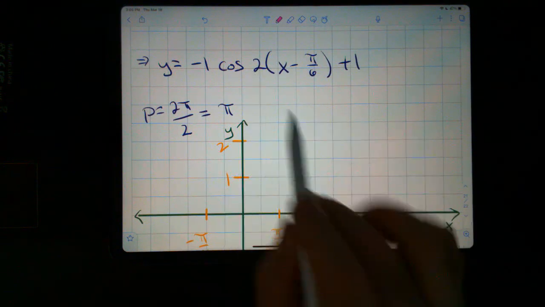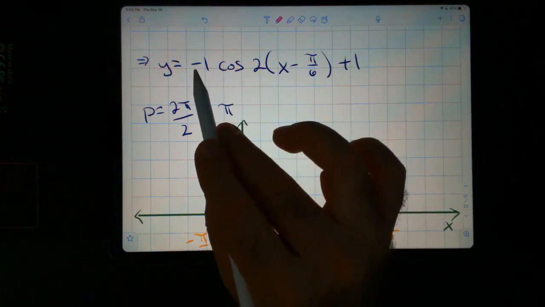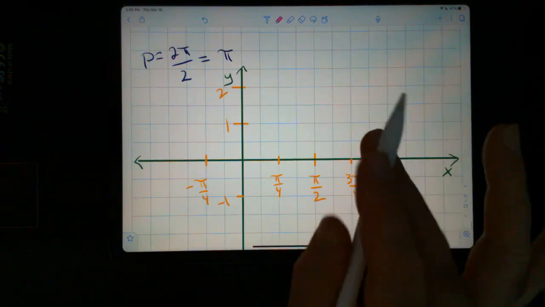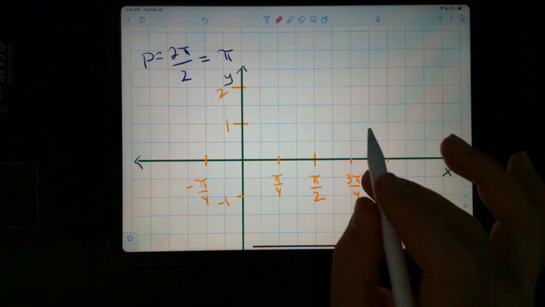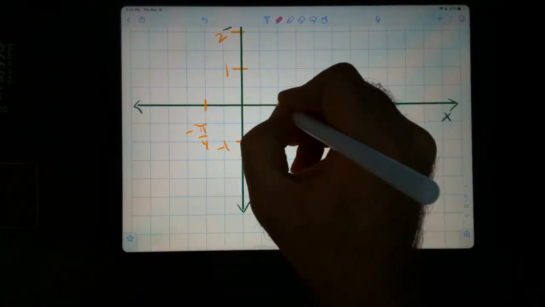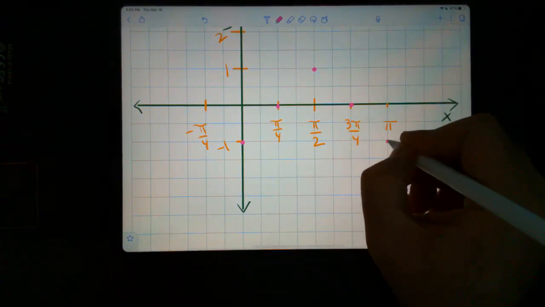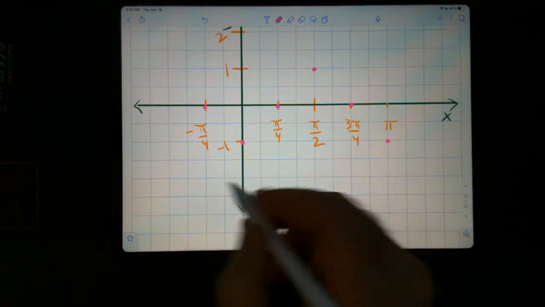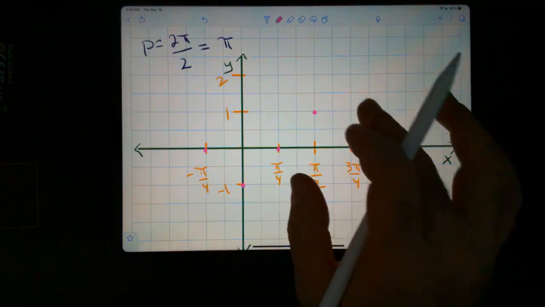So this 2 is already accounted for in our period. Our amplitude is 1, but here we have a negative. And again, your trig functions are periodic. They do not have a beginning, they do not have an end. But let's just say this one starts here, okay, and follows this pattern. That's your basic negative cosine graph.